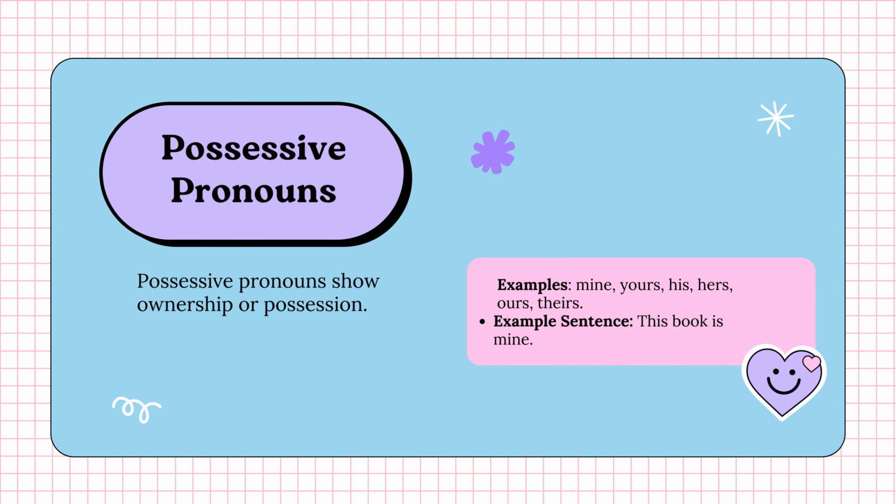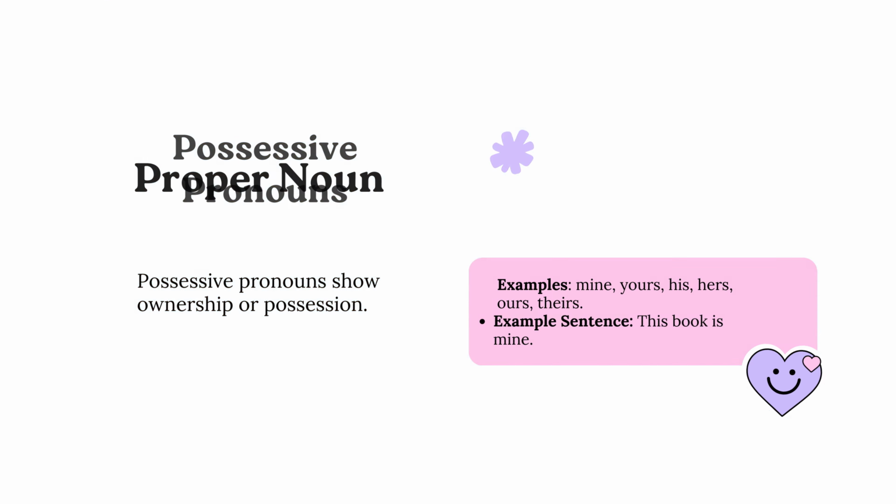Possessive pronouns. Possessive pronouns show ownership or possession. Examples: mine, yours, his, hers, ours, theirs. Example sentence: This book is mine.